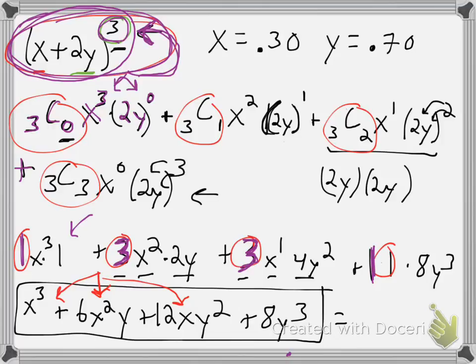So now we need to simplify this. And for the simplification, I'm going to erase these red arrows here. The simplification is 1 times x cubed times 1 is x cubed. 3 times x squared times 2y is 6x squared y. 3 times x times 4y squared is 12xy squared. And 1 times 8y cubed is just 8y cubed.